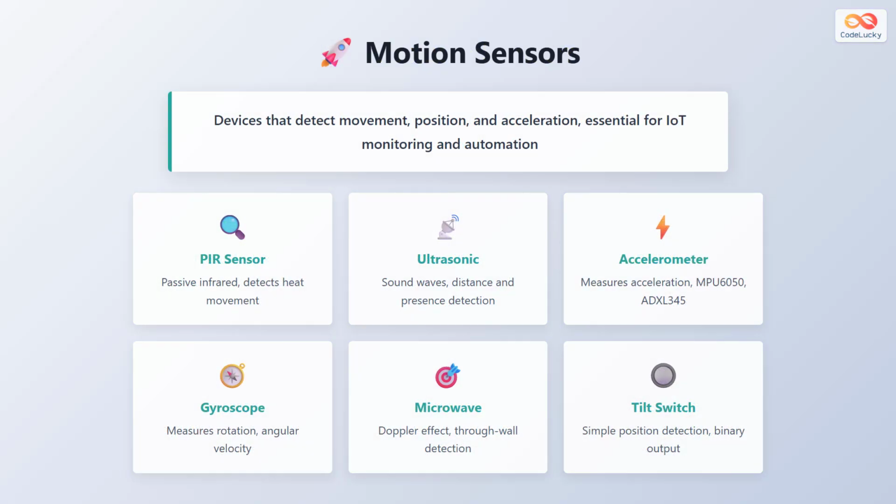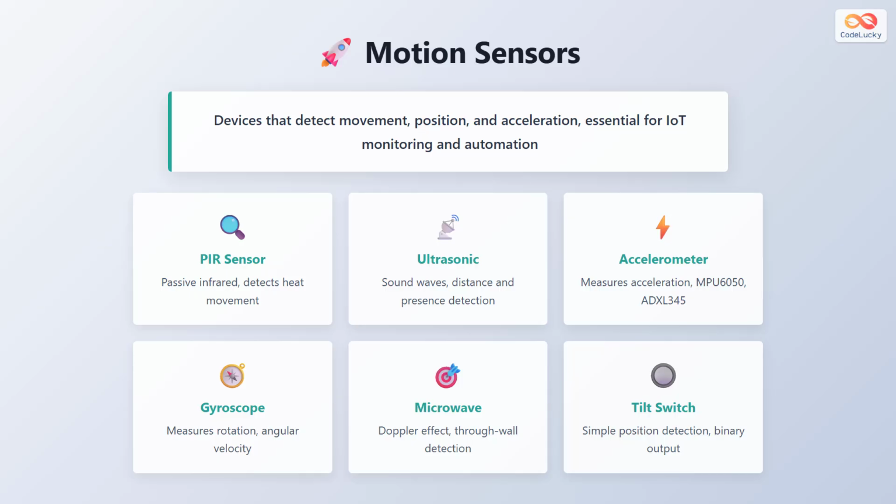Motion sensors detect movement, position, and acceleration, making them essential for IoT monitoring and automation systems. PIR sensors, or passive infrared sensors, detect heat movement from moving objects and are commonly used in security systems and automatic lighting. Ultrasonic sensors use sound waves to detect distance and presence, allowing you to build contactless detection systems.